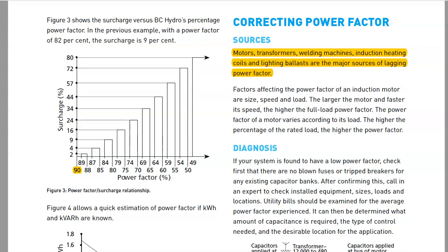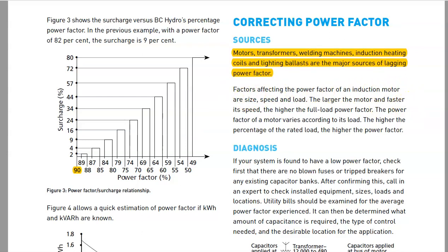Motors, lots of electric motors. Transformers, if we're doing lots of high voltage down to low voltage, back up to high voltage, etc. Welding machines, those things are notorious. Not gas welding, obviously, but electric arc welding. Induction heating coils, which we use in some industrial applications, and lighting ballasts are all going to be part of it. Generally, factors affecting the power factor of an induction motor are going to be size, speed, and load.